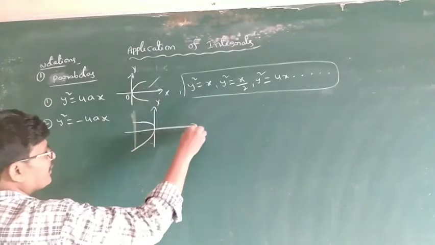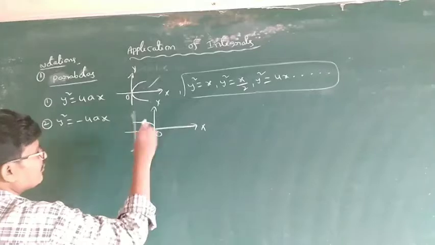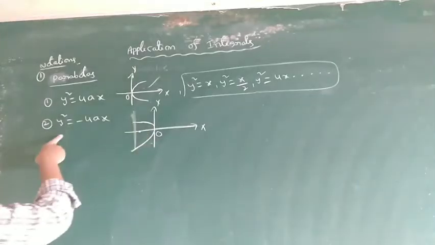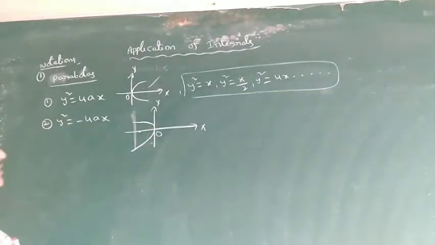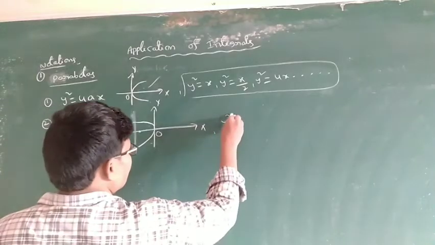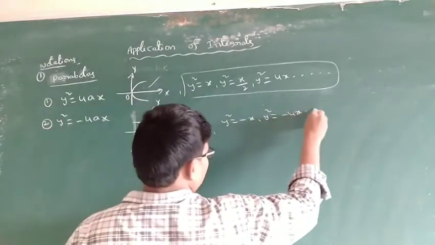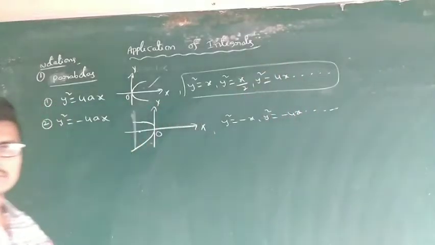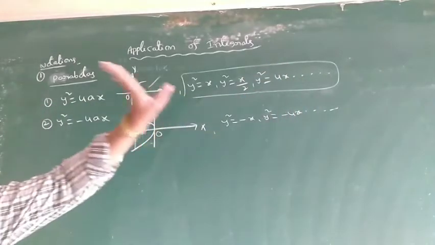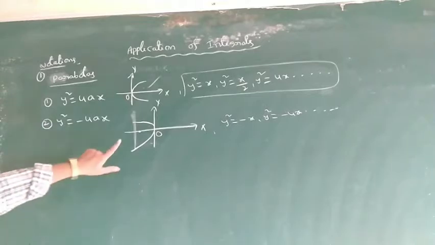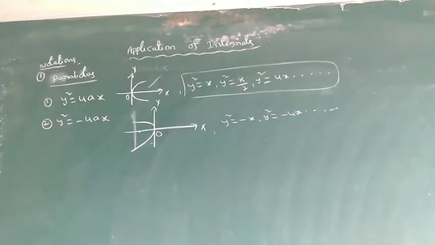This is y, this is x, 0. This is y square is equal to minus 4x. Some more examples: y square is equal to minus x, y square is equal to minus 4x, and so on. This type of all curves, we can draw the curve, only single curve.